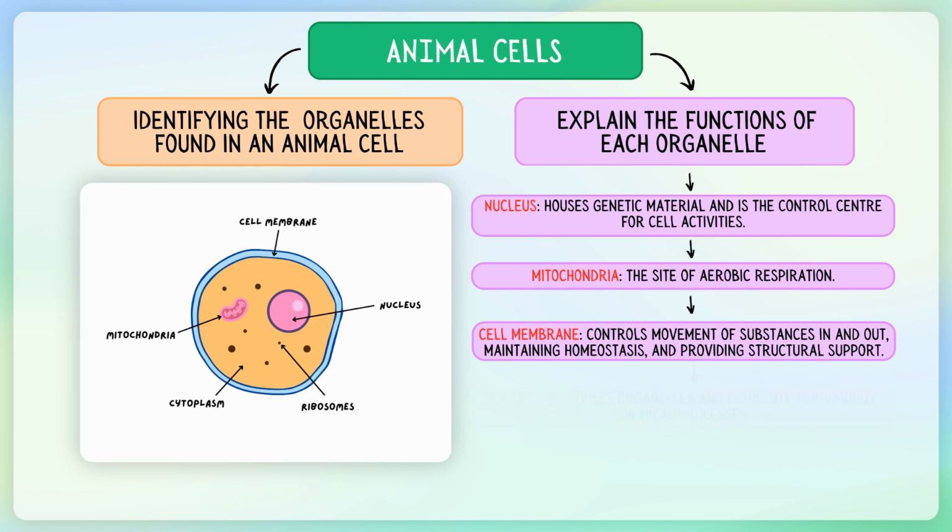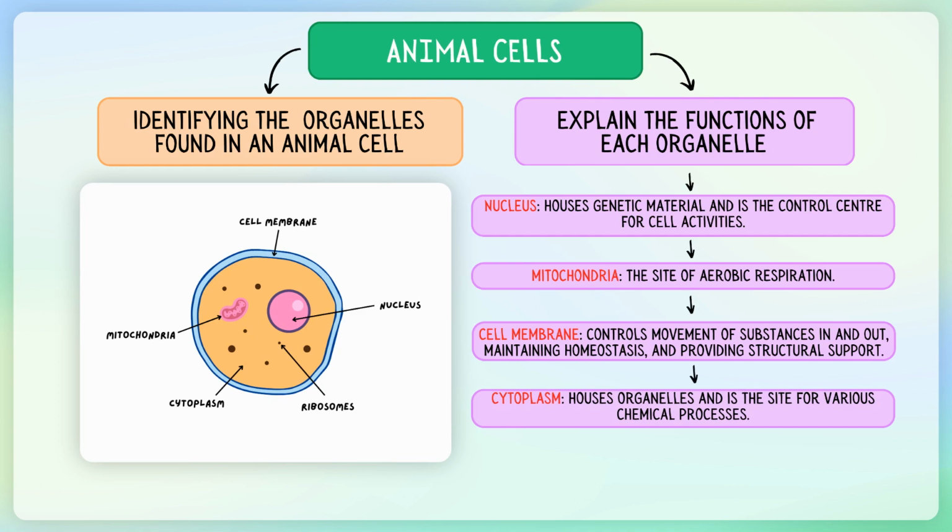We also learned about the cytoplasm, the jelly-like substance filling the cell, which was noted for housing the organelles and being the site of numerous cellular processes. Finally, we learned that the ribosomes are the site of protein synthesis. By understanding these key components and their functions, you now have a solid foundation for further exploring cellular biology and the complex processes that keep animal cells functioning.